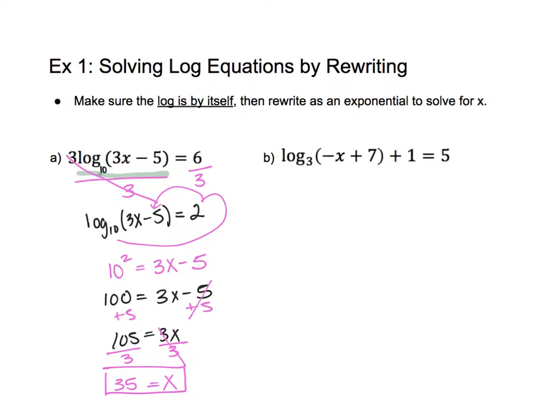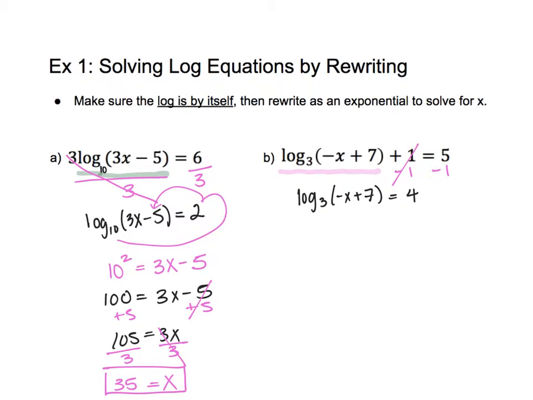All right, so we're going to use that same technique here on this side. So let's take a look at our logs here. So our log here has a base of 3, so that's included in the log. And then we have a minus x plus 7 that's also included in the log because it's using parentheses to encapsulate it. But what's not included in the log is this plus 1, so we have to remove it. So we remove it by subtracting, right? So we're going to subtract off 1 from both sides, so that cancels. And so now I have log base 3 of minus x plus 7 equals 5 minus 1 is 4.